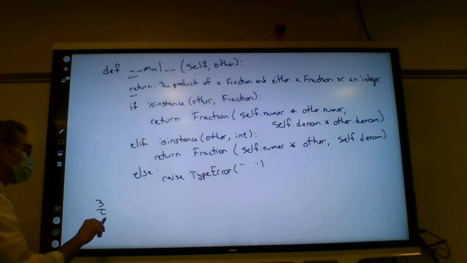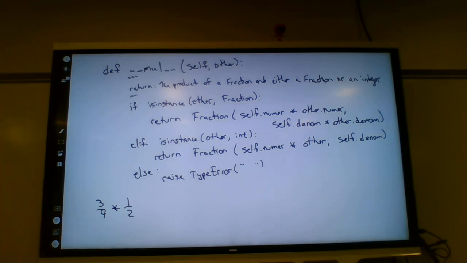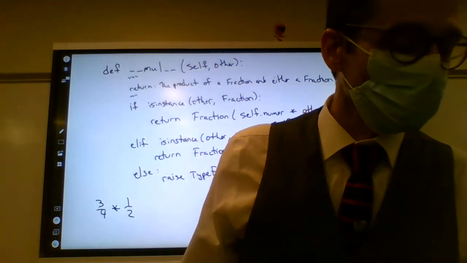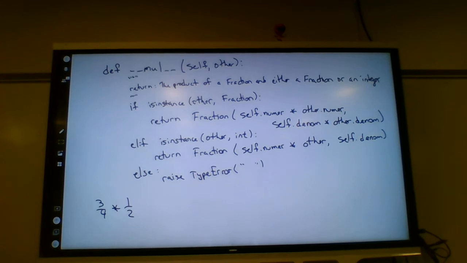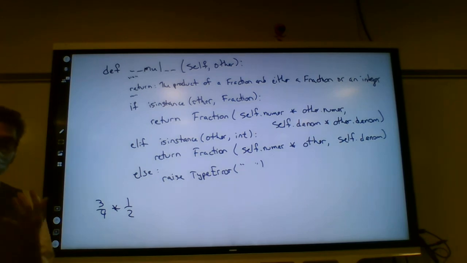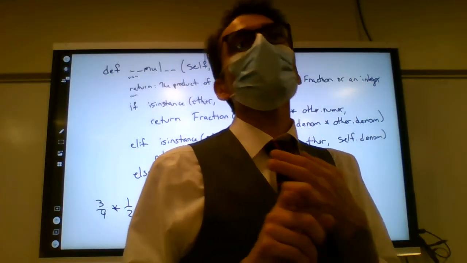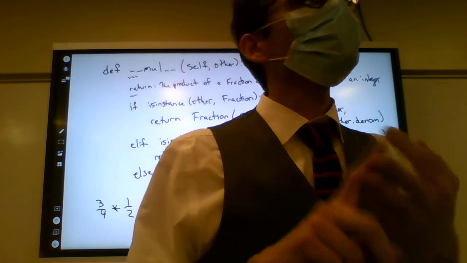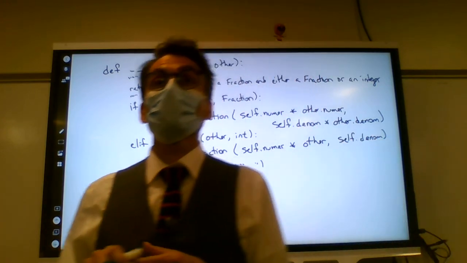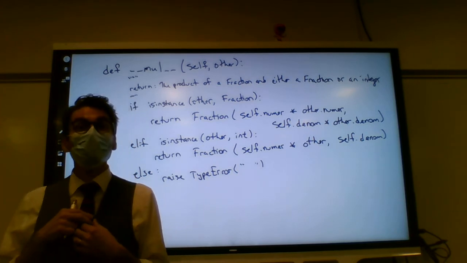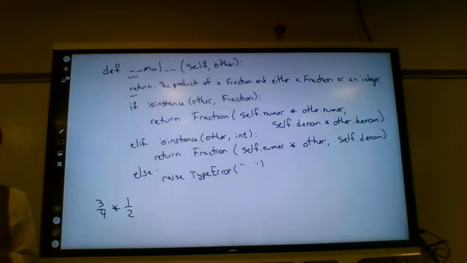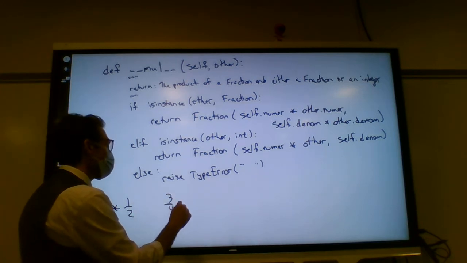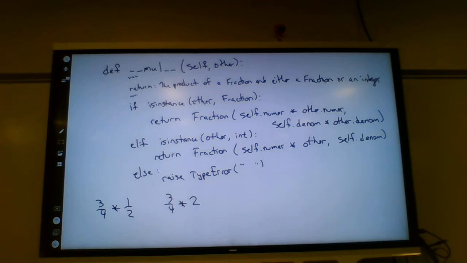So let's see what happens if we try 3/4 times 1/2 using our class. Okay, so we have x is fraction 3,4, y is fraction 1,2, and then let's print x times y. We get 3/8 as the output, right? All right. Let's try 3/4 times 2.